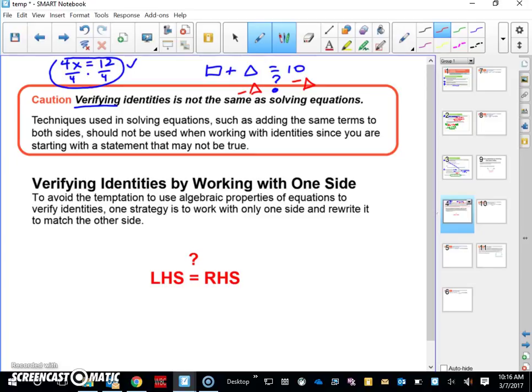And so it says a lot of the times we're going to verify identities by working on one side. What that means is you're going to pick whichever side you think looks more complicated and try and simplify it, try and clean it up, try and combine like terms, use an identity, use some algebra, but you're trying to make it look like the other side. Our main goal is to make sure that the left side equals the right side. It doesn't matter if you work on one side or work on both sides. What matters is you prove that the left side equals the right side.